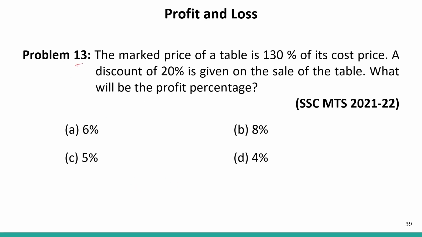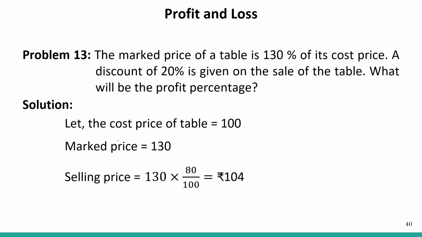So let's see problem number 13. The marked price of a table is 130% of its cost price. A discount of 20% is given on the sale of the table. What will be the profit percentage? This question has appeared in the SSC MTS 2021-22 paper. So the marked price of the table is 130% of its cost price, and a discount of 20% is given on the sale. So let the cost price be 100. So the marked price is 130.